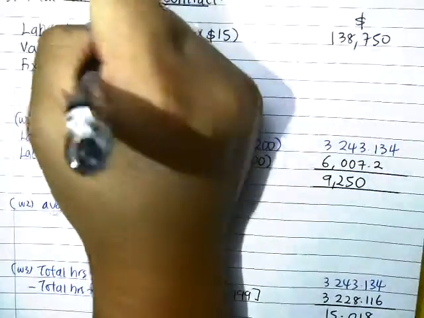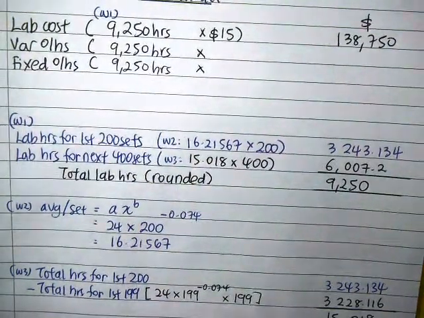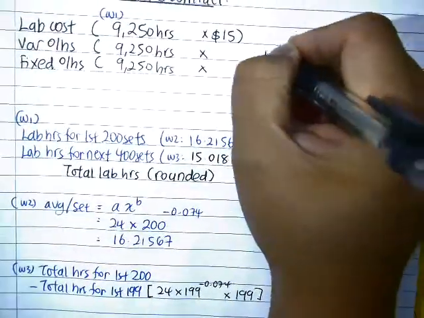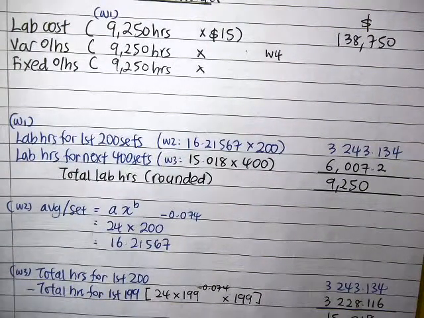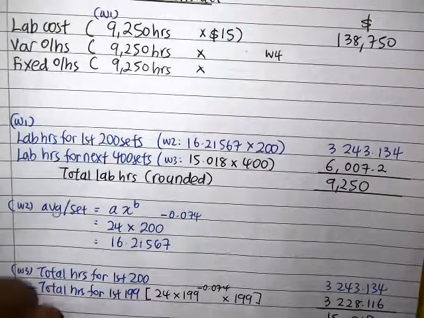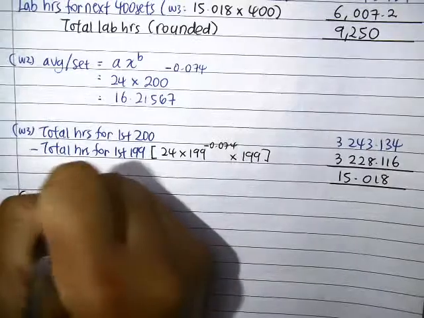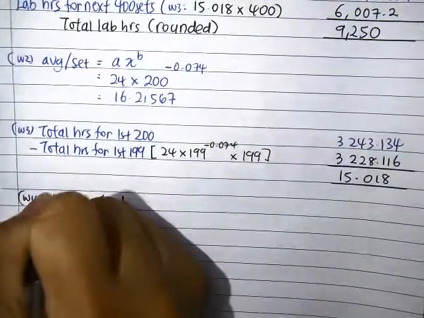Then you know the variable and the overhead also based on labor hour. Now the only difference is you don't know what's the rate only. So to find the rate, you need the working again. So I'll use my working 4. So I'm going to do high-low method. Okay, working 4.